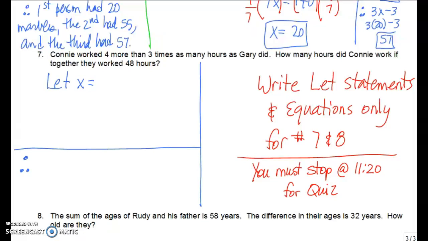Okay, if there's time left, you're going to be writing let statements and equations only for number 7 and 8. Please use the structure with the vertical and horizontal lines. And you must stop this work at 11:20 so that you have time to do the quiz. Okay, 11:20 is your deadline. It is your turn to work with your shoulder partners. You're going to need them to write let statements and equations only. No solving for number 7 and 8. Please pause the video. I'll have not very much time, 20 seconds when you come back.